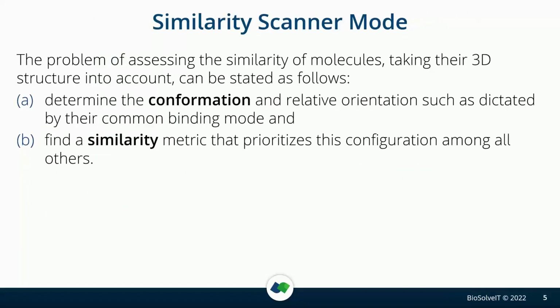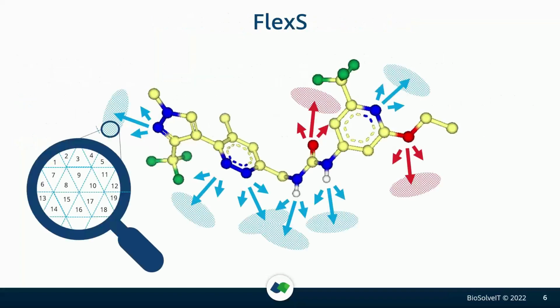So now to the Similarity Scanner mode in SeeSAR. The two main challenges of ligand-based drug discovery are mainly the generation of conformations. So how does a molecule look in 3D, and how does a reference molecule look in 3D? And the second challenge is to find a similarity between both of those. If you have conformers of molecules, how can you align those where there is a similarity, or a reasoning behind how they superpose or align the best way? This is where the FlexS algorithm kicks in.